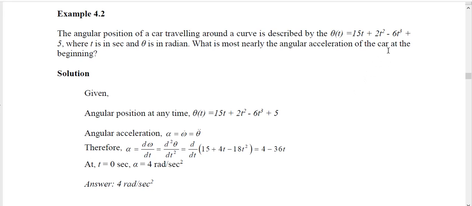Then it says at the beginning, what is the acceleration? Beginning means t is 0. Inside t equals 0 here you get acceleration is 4 radian per second square. Why this unit? Because theta is radian and time is second, so radian per second square. Now if the question asks what is the acceleration after 20 seconds, insert the value 20 here, whatever you get. It looks very simple, but again very important.